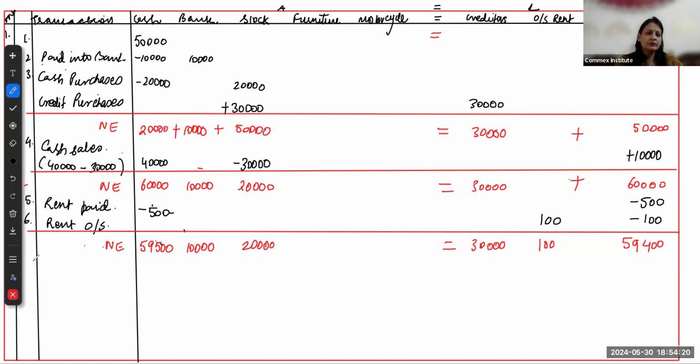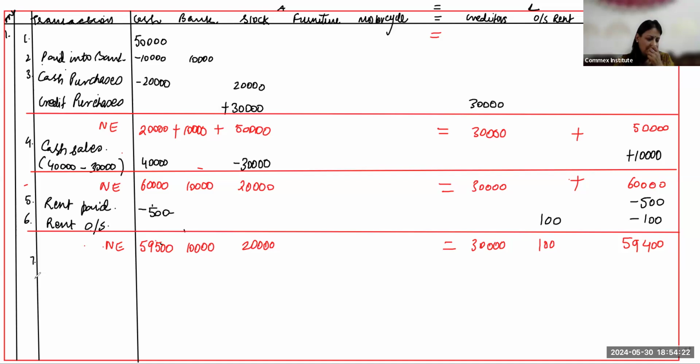Seventh transaction is furniture on credit. Okay, so furniture on credit. So no cash payment is there. So of course my furniture, new asset column, 5,000. And my creditor for furniture, 5,000. Right?